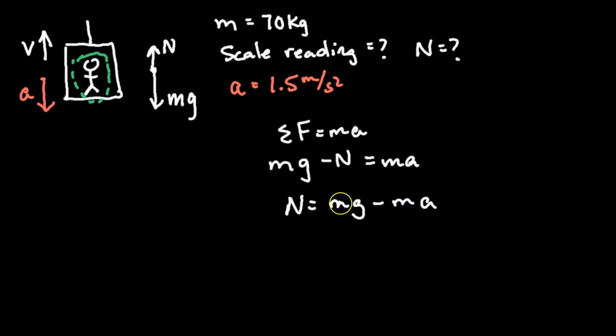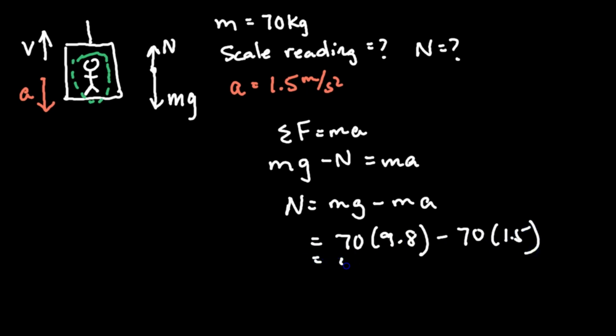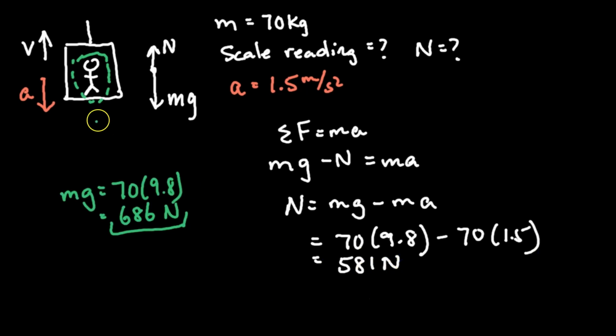Can you tell already whether or not this person will feel heavier or lighter than usual? You notice that there's a minus ma right there. So we expect this person to feel lighter than usual. M is 70, g is 9.8, minus 70 times 1.5. Okay, and we get 581. Now, what would this person feel normally when they're at rest? Well, they would feel 686 newtons because that's mg. And so you can see indeed that this normal force here is less than what they usually feel.